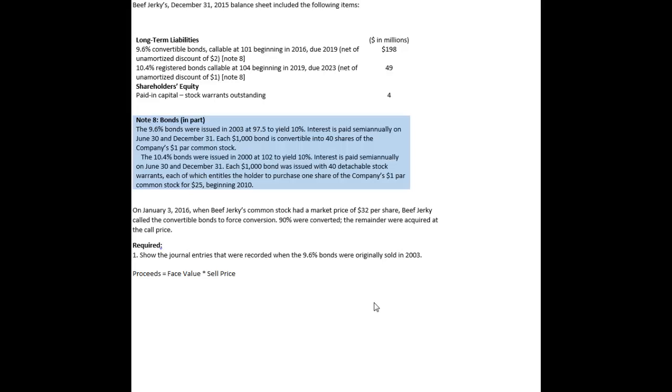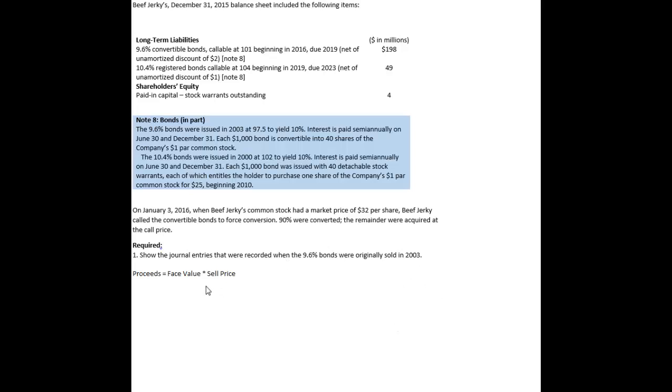I had to stare at this a while before I could figure out this first part that's asking us to journalize the original issuance of the bonds that happened some years ago, the 9.6% bonds that is. We're told that in the balance sheet they're listed at their net value, net of this unamortized discount, at $198 million. But we're in 2016, which is 13 years from when we originally issued it.